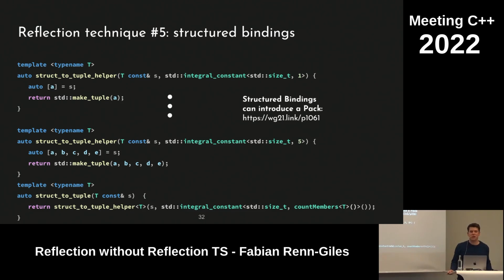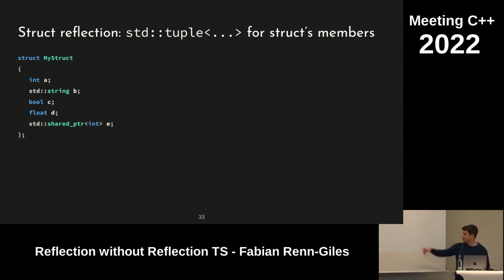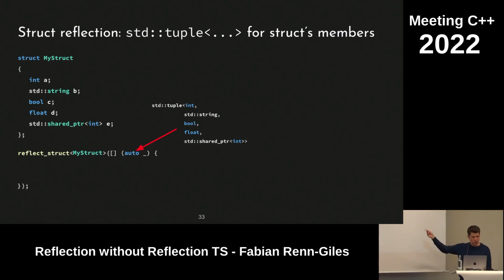But is there another way to do this without copy pasting? There is, and it has some other downsides, but there's a way to do this without copy pasting at all. And for this, I'm just going to show this little MyStruct thing that we want to reflect on. And then we want to create a function called reflect struct. It takes 1 template argument, which is the struct that we want to reflect on. So in this case, it would be MyStruct. And then it takes a lambda as an argument, which is a templated lambda. And the type of that argument there, that underscore argument, will then be the tuple that represents our struct. Okay, so this is what we want to implement.